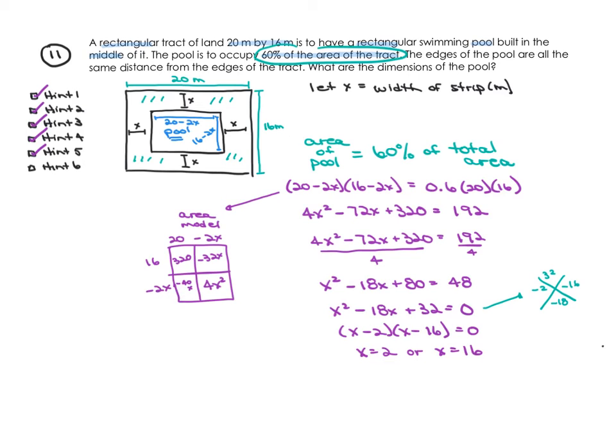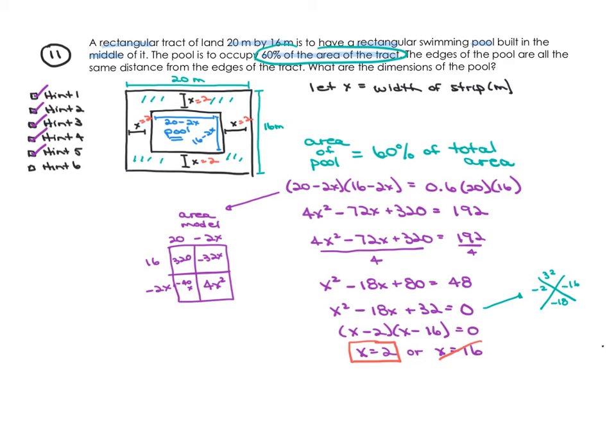x equals 2. Could the width of the strip of land be 2? Absolutely. Could it be 16? Well, no, because the dimension here is 16 for the land, so there's no way these can also both be 16. So we can go ahead and rule out this solution, and we know the strip of land around the pool is equal to 2 meters. Sometimes when I find that, I go ahead and add it to the diagram just to help out.